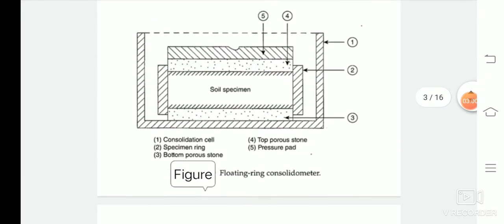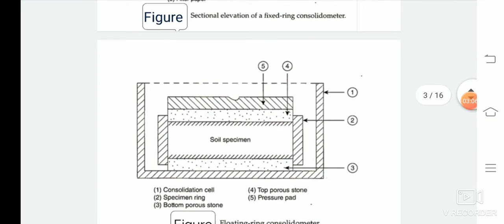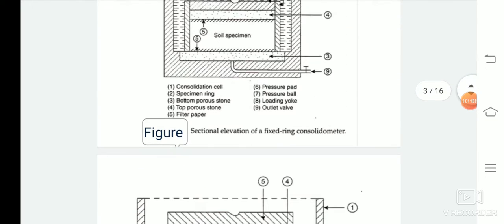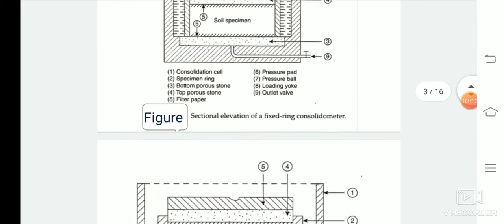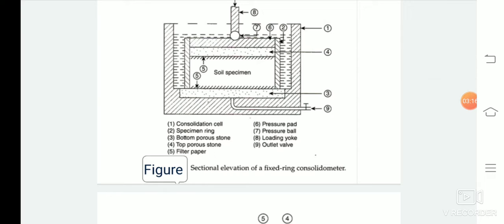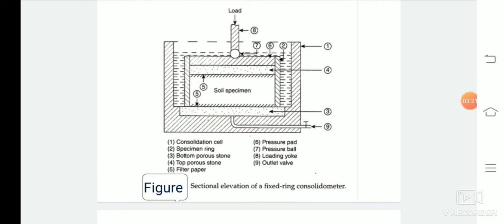So what are the different types of consolidometer? Here you can see in the next figure, this is a floating ring type consolidometer. Mainly there are two types of consolidometer. One is a fixed ring consolidometer, another is the floating ring consolidometer. So what is a fixed ring consolidometer? In this type of consolidometer, the specimen ring as well as the bottom porous stone are fixed in position. The soil specimen moves in the downward direction relative to the specimen ring during the consolidation. It is possible to monitor water from the base of the bottom porous stone in the fixed ring type consolidometer.